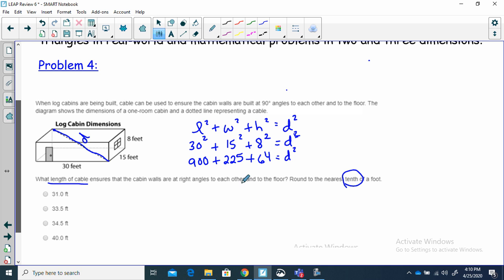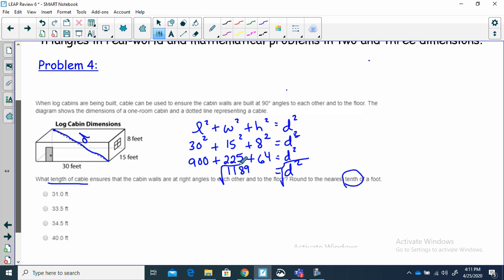Now, let's add up these numbers, collect like terms. 900 plus 225 plus 64 gives you 1,189. So we substitute 1,189 in place of the 900 plus 225 plus 64, and that's equal to diagonal squared. We're not looking for diagonal squared. We're looking for just the D, just the diagonal. So let's take the square root of it to get just D here.